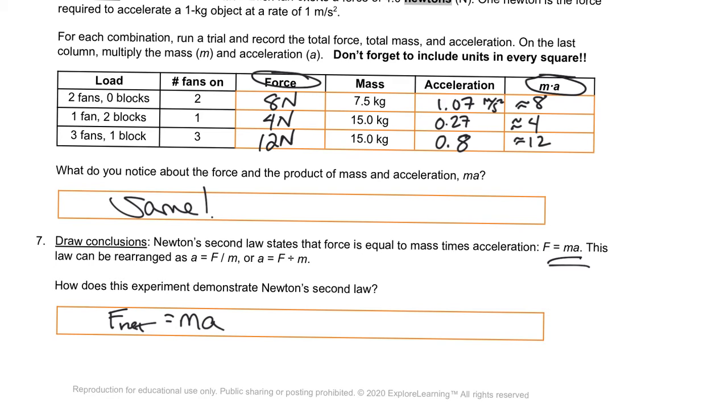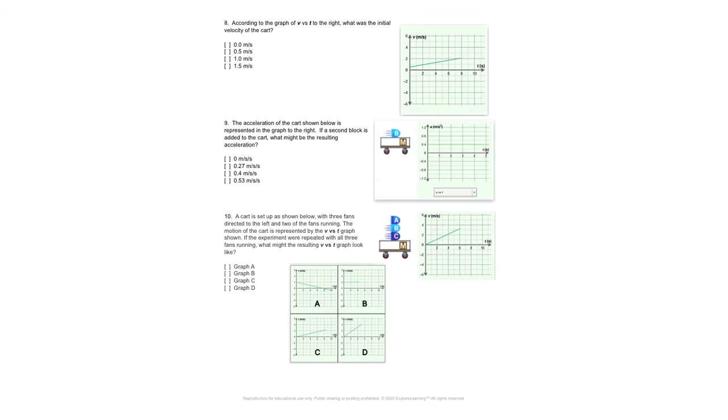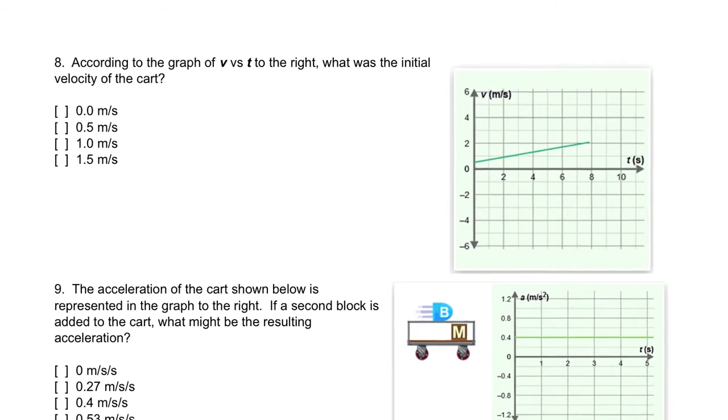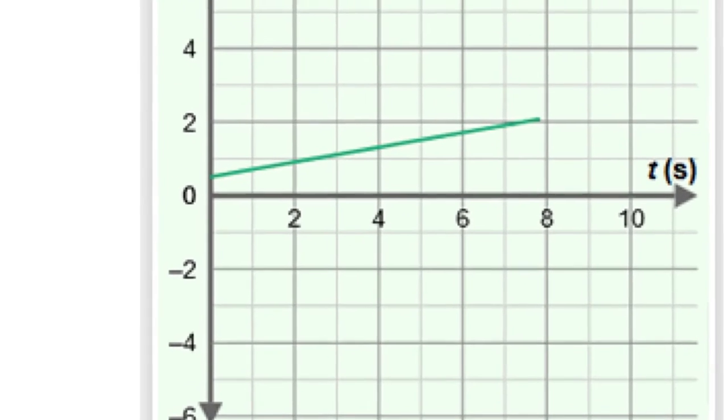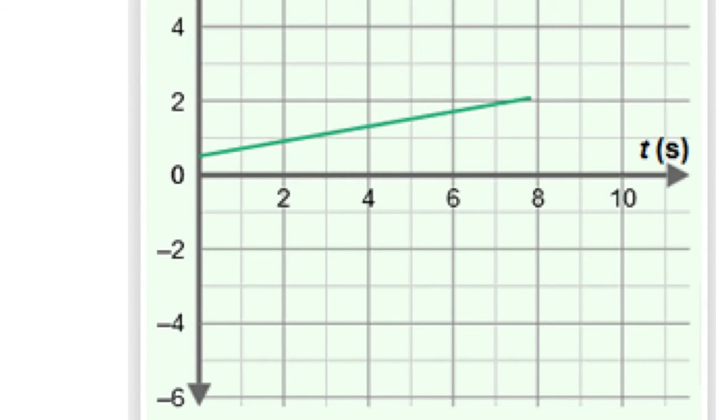There were a few comprehension questions at the end that I want to make sure we talk about on the tricky side. Number 8 shows us a graph of v versus t, and it asks you what the initial velocity was. Who knows the answer to that? Vanessa? 0.5. How did you get 0.5? Because the line starts on the y-axis, and it starts at 0.5.